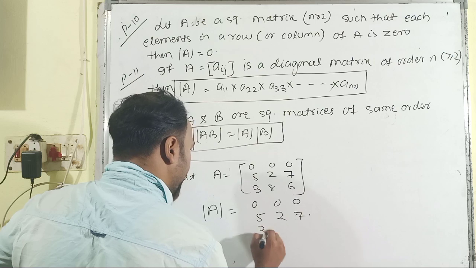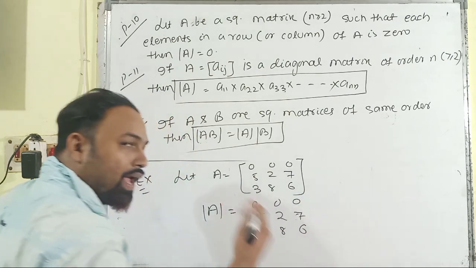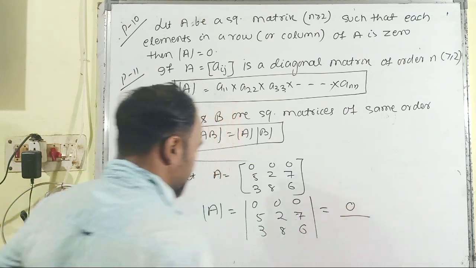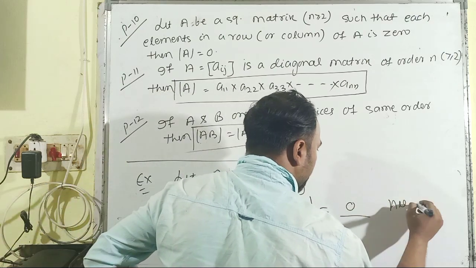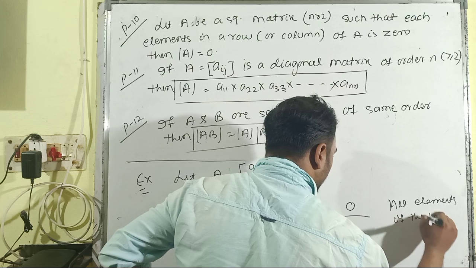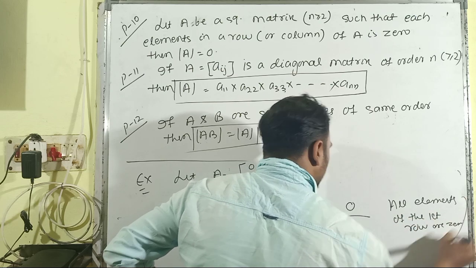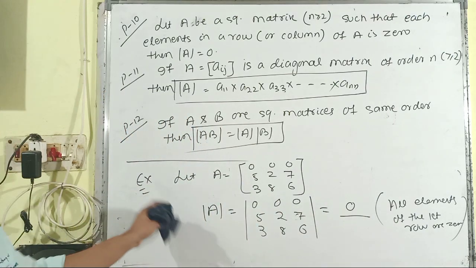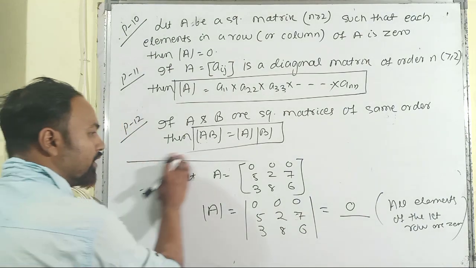we don't have to find the determinant by the expanding method. We just have to write it down as 0, because all elements of the first row are 0. So the value of the determinant is equal to 0. So it is based upon property number 10. Then let us move to property number 11.